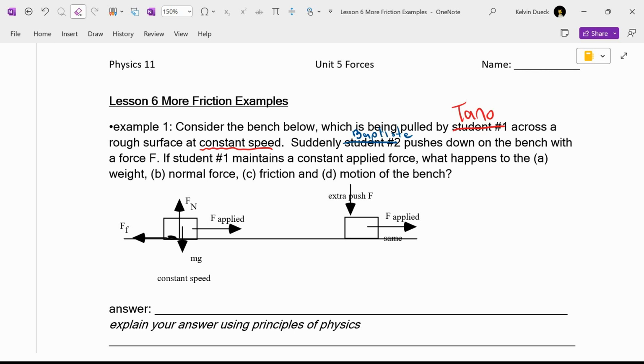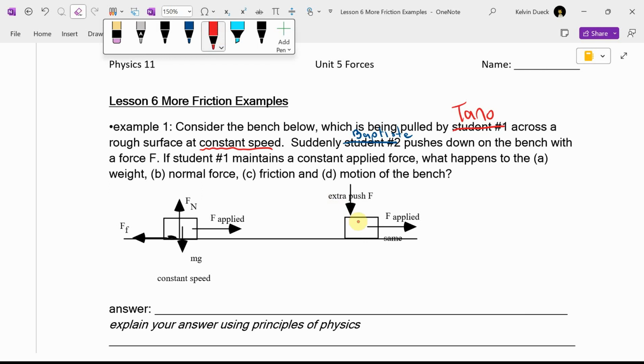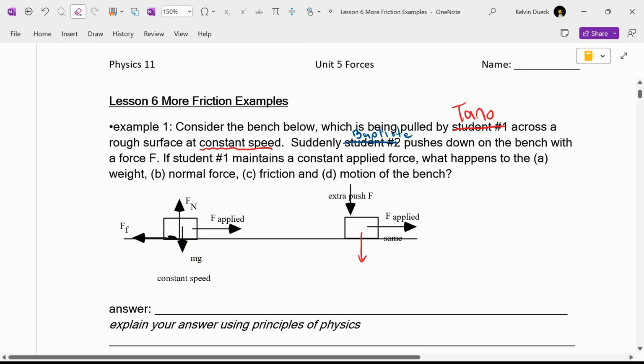But now along comes Baptiste, who sits on it. Cristiano, what are the forces acting on this bench? Get the obvious one. Would it change from here? Would gravity change? No. So I'll make it, eyeball it, the same length as it was in the previous diagram.